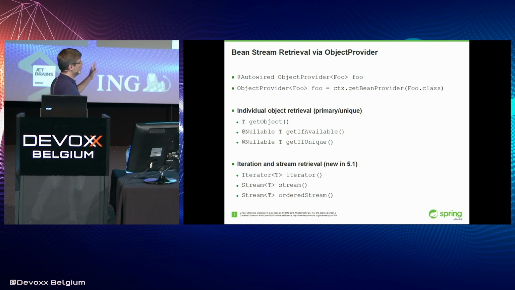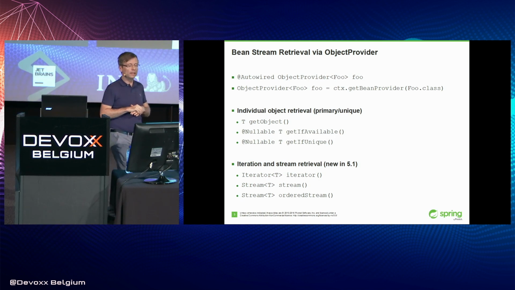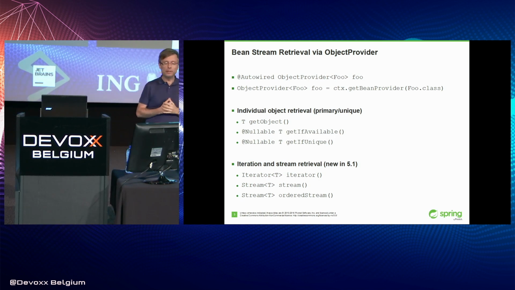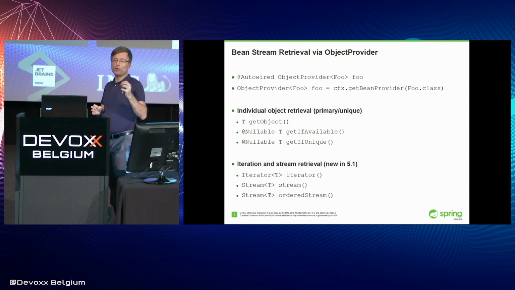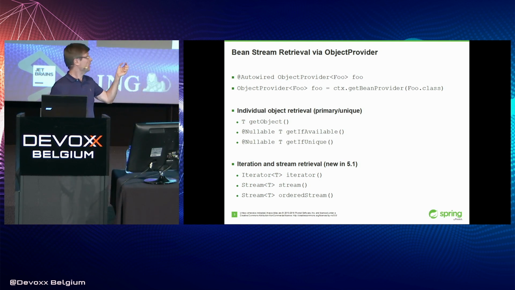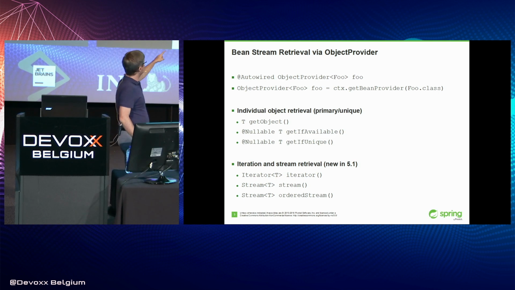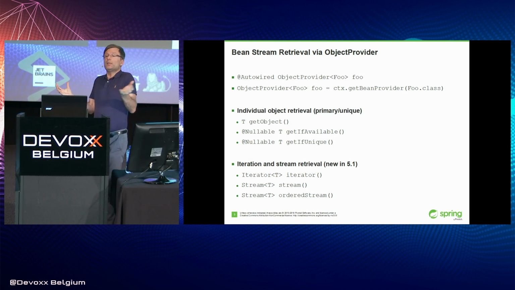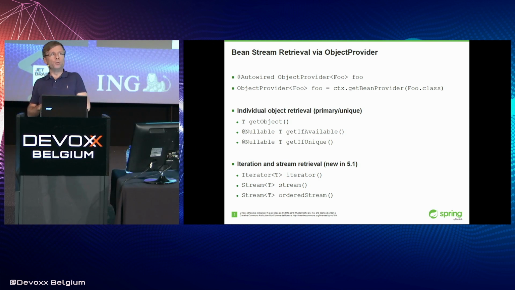In 5.1, there are actually a few more variants of using an ObjectProvider, for completeness here. So aside from the individual methods, like getObject, getIfAvailable, and getIfUnique, we also have some streaming methods. Basically, what if there is more than one matching bean of type Foo?